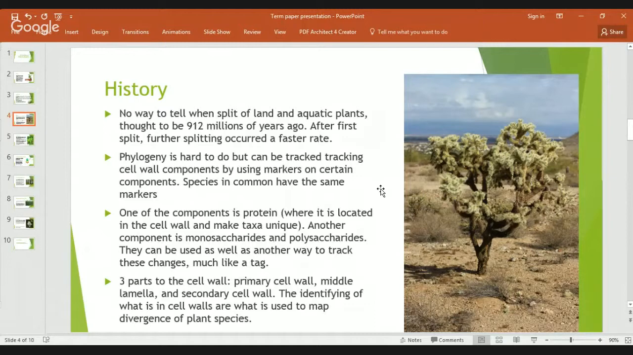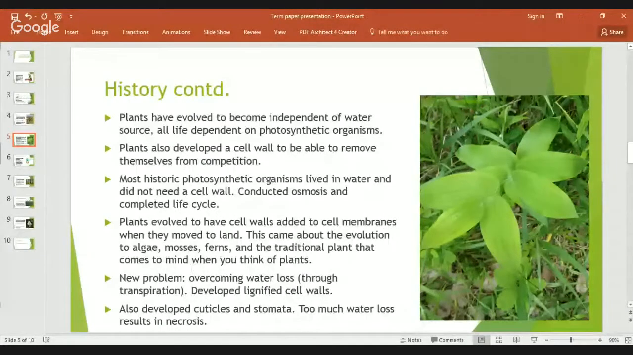And then there are three parts to the cell wall: the primary cell wall, the middle lamella, and the secondary cell wall. And like I said, where the proteins are in this. All right, so I'm going to continue with the history.